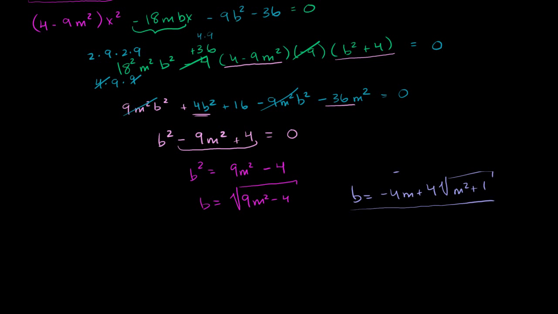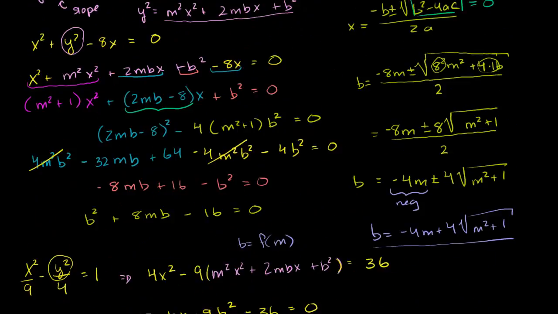We're in the home stretch. We figured out a constraint on B in terms of m for that line that's tangent to both the circle and the hyperbola. I want to make one clarification here. In the last video, I took the principal root when I took the square root, and that's because I want the y-intercept to be positive.